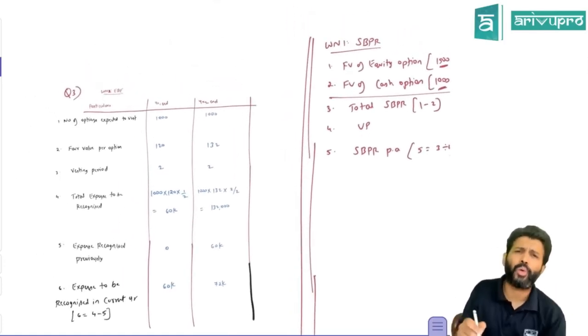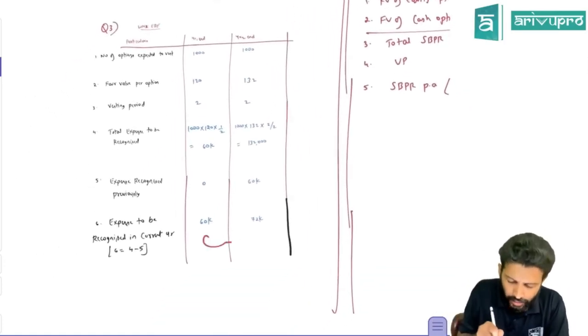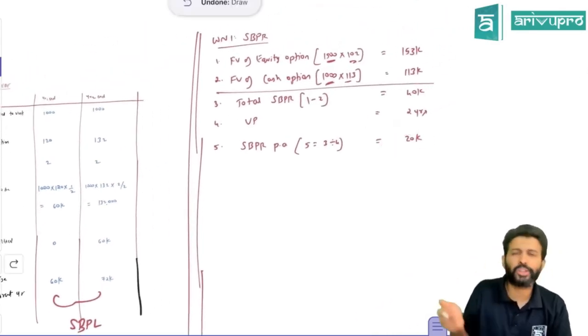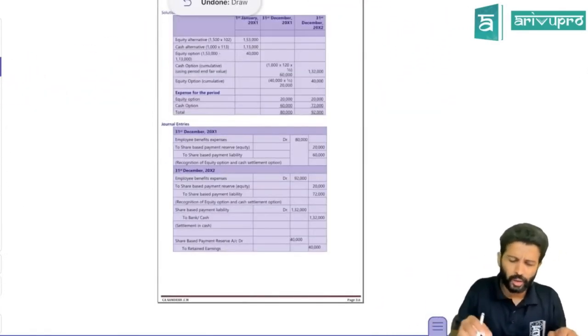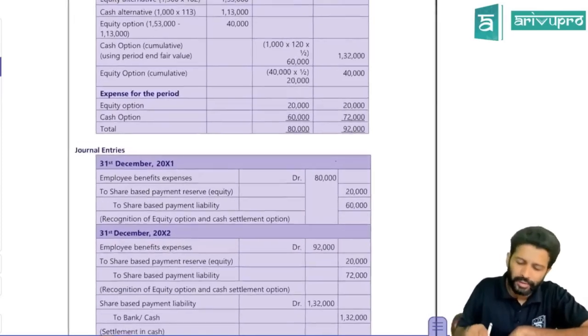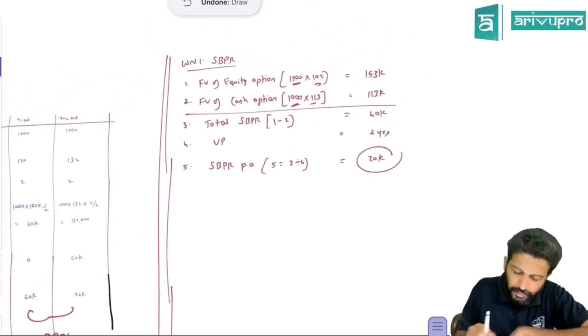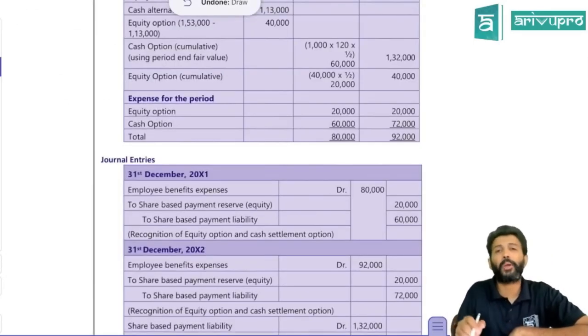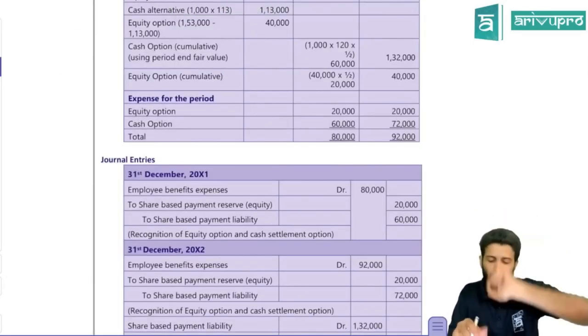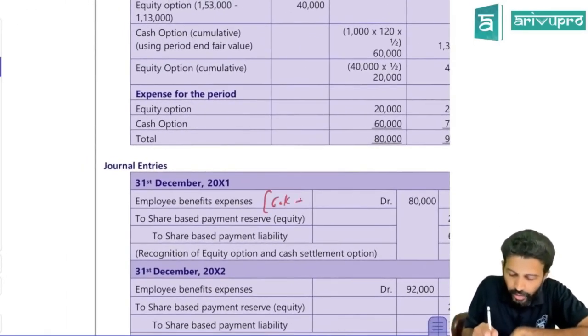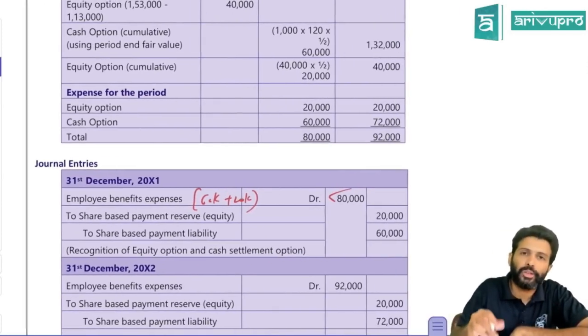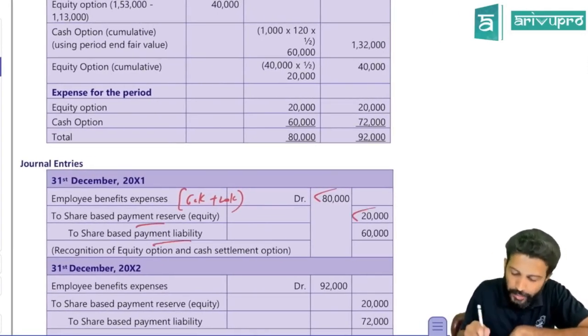Fine. Now you have to do the accounting. This portion is your SBPL, and this is your SBPR. So both clubbing, you have to do the accounting. So what will be the accounting? First year, it will be employee benefit expenditure account debit. What is SBPL for the first year? 60,000. What is SBPR for the first year? 20,000. So that means the total employee benefit expenses will be 60 plus 20, which will be 80,000. So employee benefit expenditure 80,000 to SBPR 20,000 to SBPL 60,000.